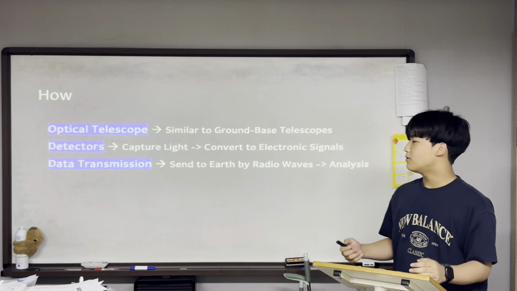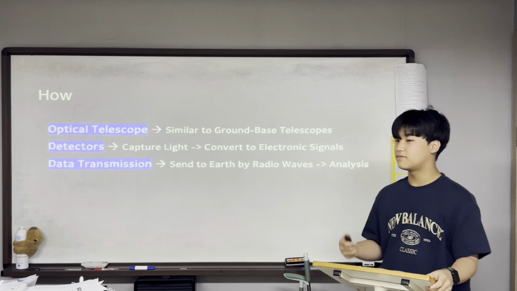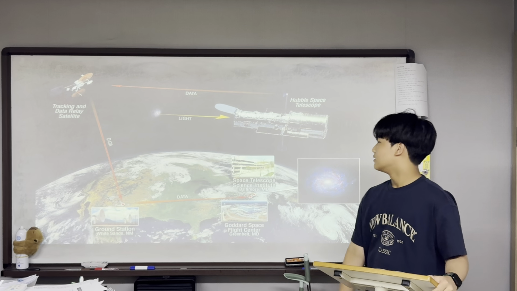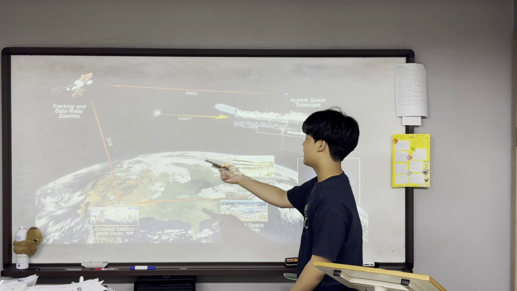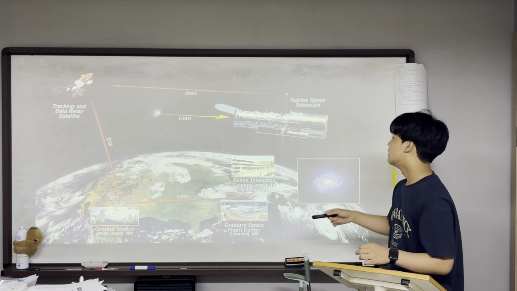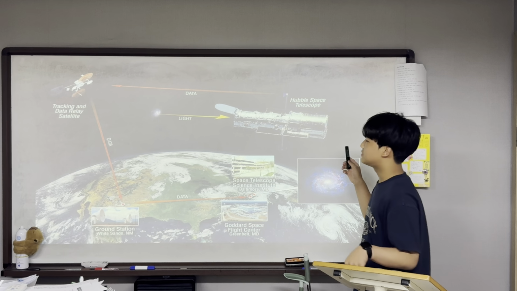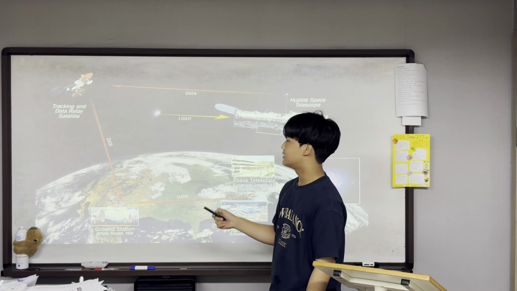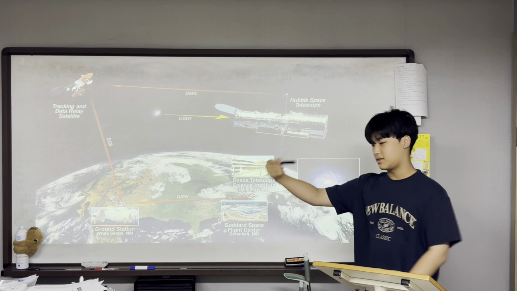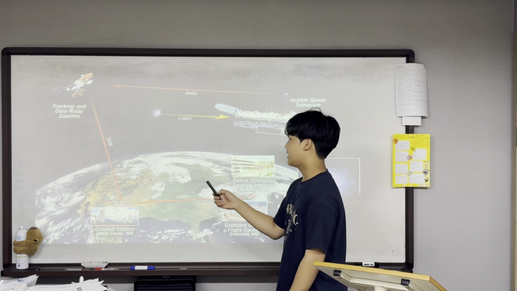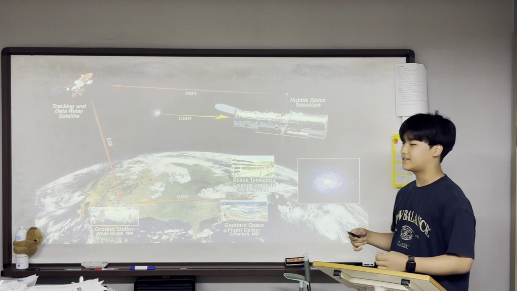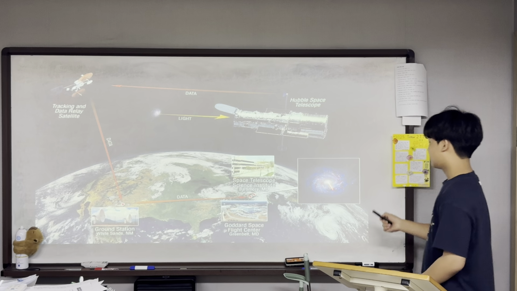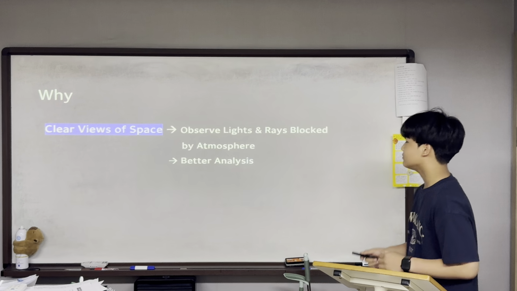Then, how do we get data from space telescopes? As you can see in this picture, firstly, space telescope gets some light or ray from outer space. Then it sends data to tracking and data relay satellite, which is spinning the Earth. Then this satellite basically sends data to the Earth, and Earth analyzes this data and makes this wonderful picture.